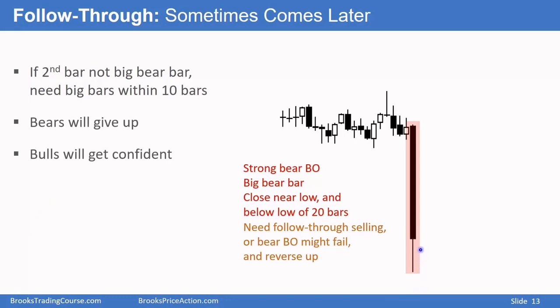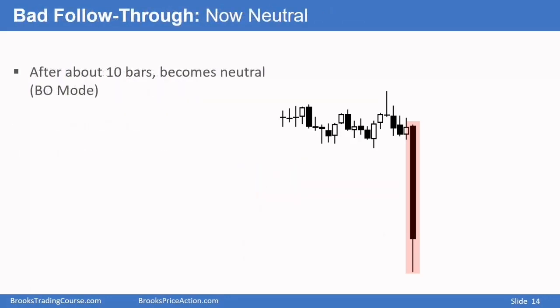The bears prefer to get it on the very next bar, but sometimes it doesn't come on the next bar. Sometimes you'll get a rally for several bars, 5 bars, 10 bars, into a bear flag, and then you get the second leg down. If you do not get follow-through selling fairly soon, the market can reverse up. If you go sideways for 10 bars, 20 bars, the probability of the bears getting a second leg down drops. And after about 20 bars, the probability of a second leg down becomes the same as the probability of a reversal up. The market becomes neutral.